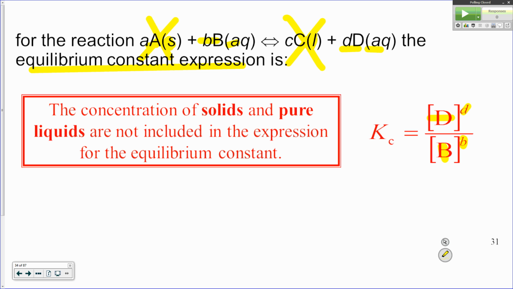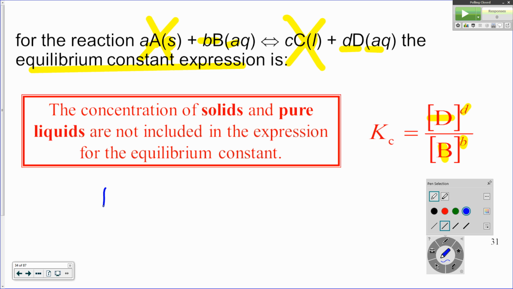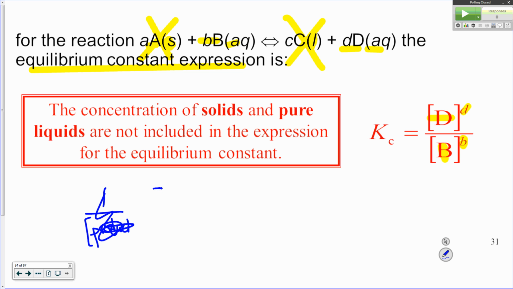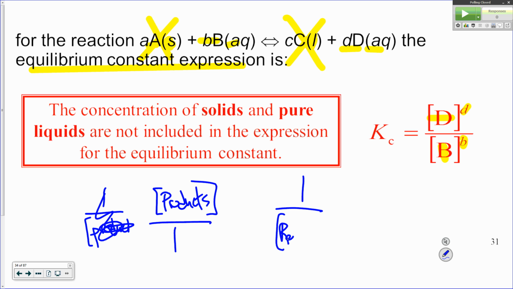And anytime you have it where all of the reactants or all of the products are not in the phase that you're describing, you can put it 1 over whatever the products are. Oops, sorry. Do that again. Products over 1, if all the reactants are solids or liquids, or you can do the inverse, 1 over the concentration of the reactants.